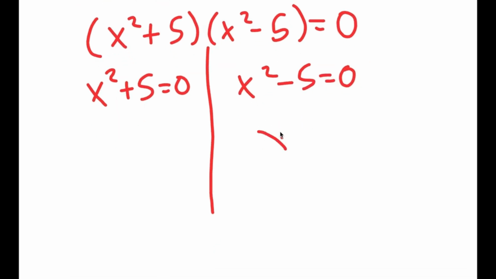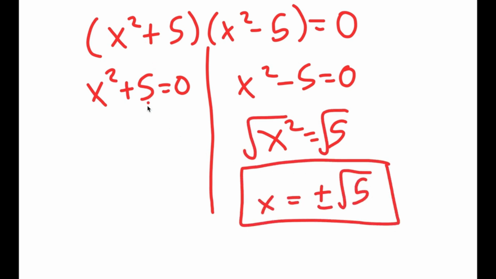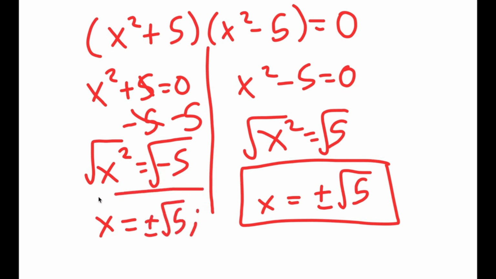For x squared minus 5 equals 0, I get x squared equals 5. If I take the square root on both sides, I get x is equal to positive or negative square root of 5. Now for x squared plus 5 equals 0, I can subtract 5 on both sides. So I get x squared is equal to negative 5. If I take the square root, I get x is equal to the square root of negative 5, which is equal to square root of 5 times i. So these are my four solutions to this equation.